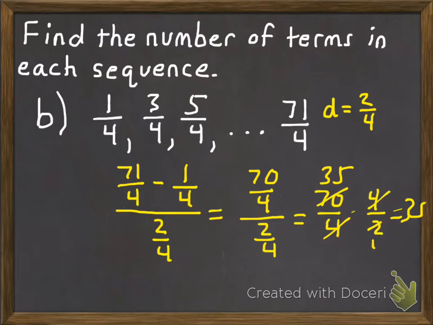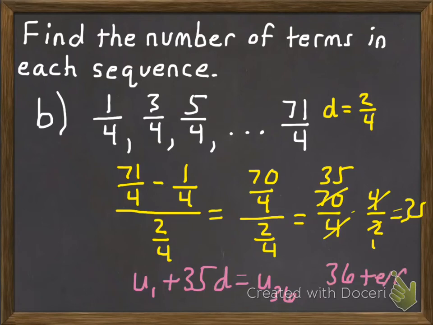And so if we're saying that we would add the common difference 35 times to the first term, well, 1 plus 35 common differences is going to get you the 36th term every time. So there are 36 terms in that sequence. All right, none of it's too complicated, it just took a little while to explain, that's all.